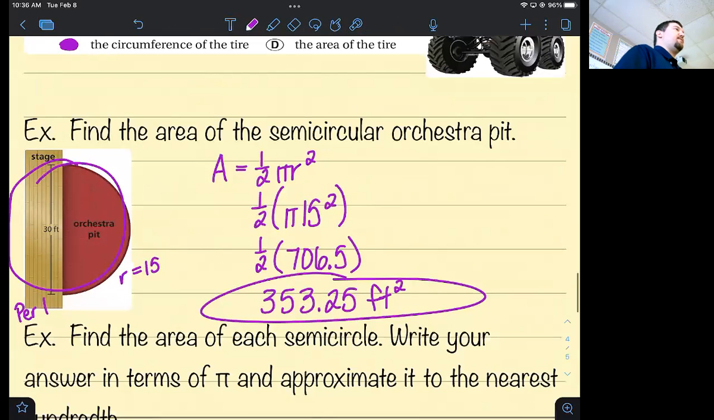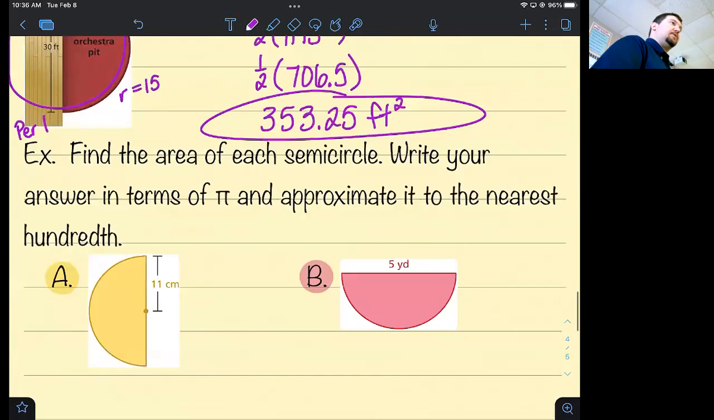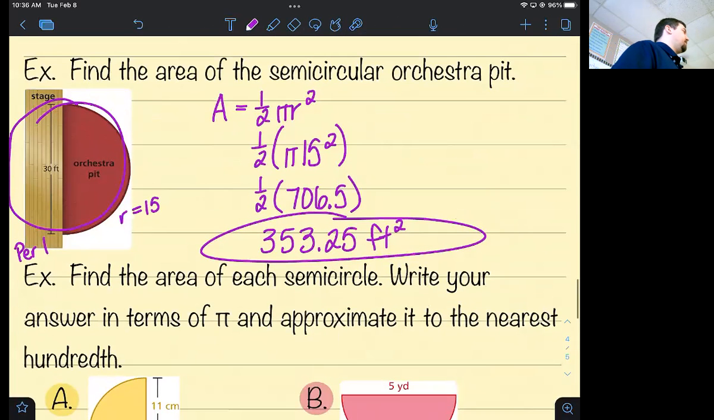So now that I've shown you how to find the area of a semicircle, I guess that means you can do 100% of your homework problems tonight. I will finish these notes tomorrow. You guys are dismissed.